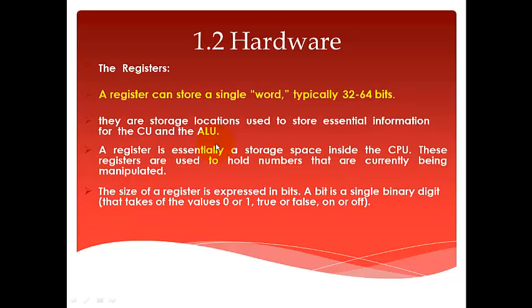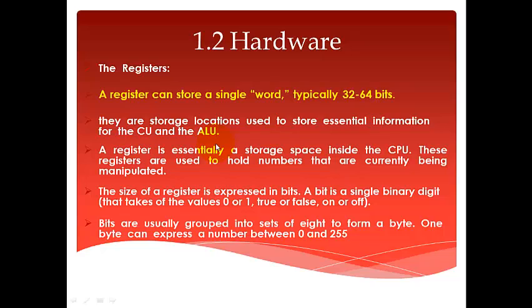The size of the register is expressed in bits. A bit is a single binary digit. A bit means it takes either the value 0 or 1, or true or false, or on or off. So these are the various values a register can hold. Either a register can hold 0 or 1.